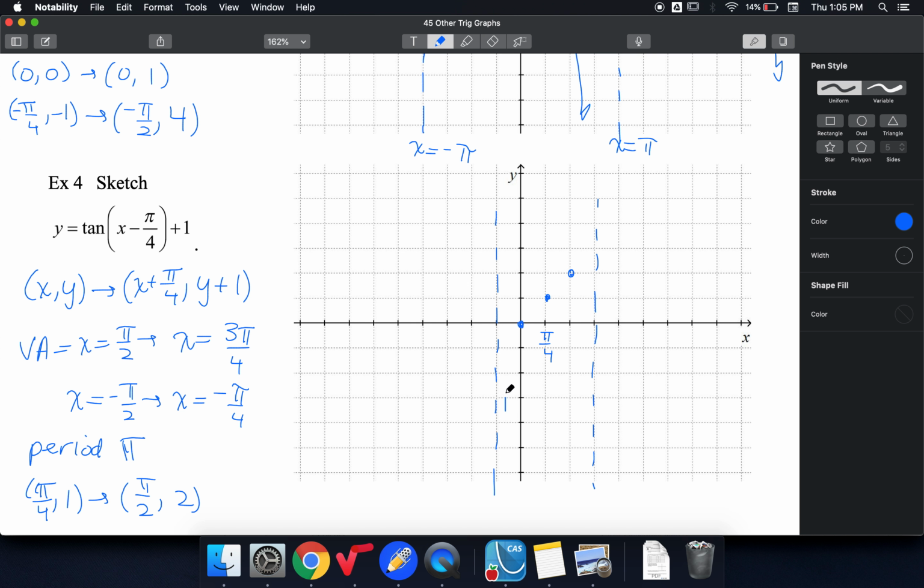So drawing in now, my center has shifted. There we go. Continuing my 3 special points, 2, 3, draw in a new VA, and continue the cycle. This time, if I go this direction, I'm starting up top, 2, 3, and there's another VA. So there's some tan graphs for you.